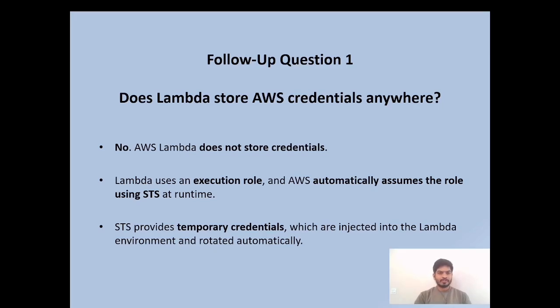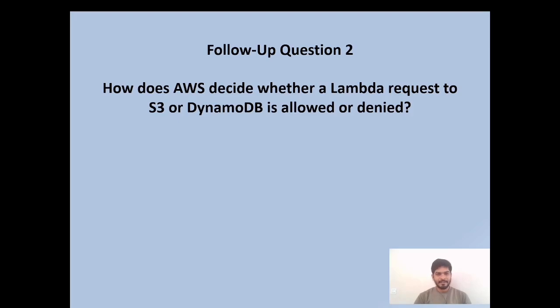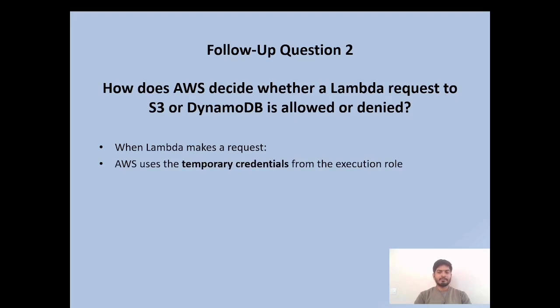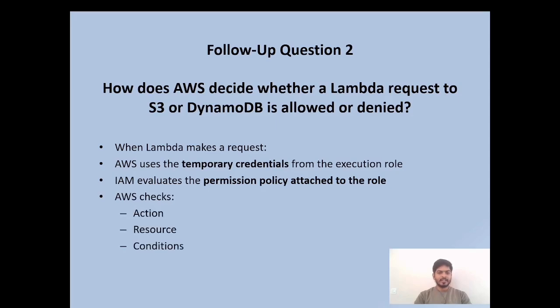Now, let's look into the second question, which is generally the differentiator between candidates. How does AWS decide whether a Lambda request to S3 or DynamoDB is allowed or denied? When Lambda makes a request, AWS uses temporary credentials from the execution role. IAM evaluates the permission policy attached to the role. AWS then checks what actions are allowed on what resources and what the conditions are. If allowed, access is granted, and if denied, access is rejected. The point to note here is authorization is evaluated at runtime using the execution role's IAM policy.